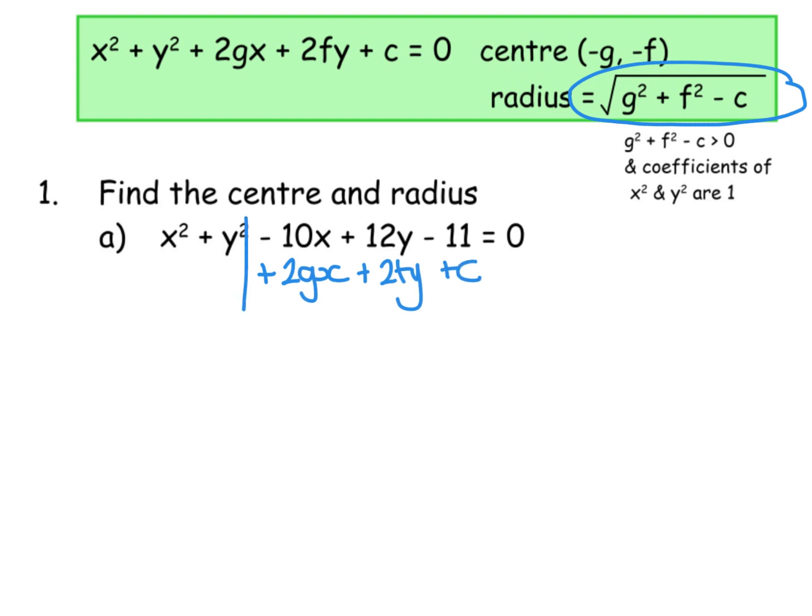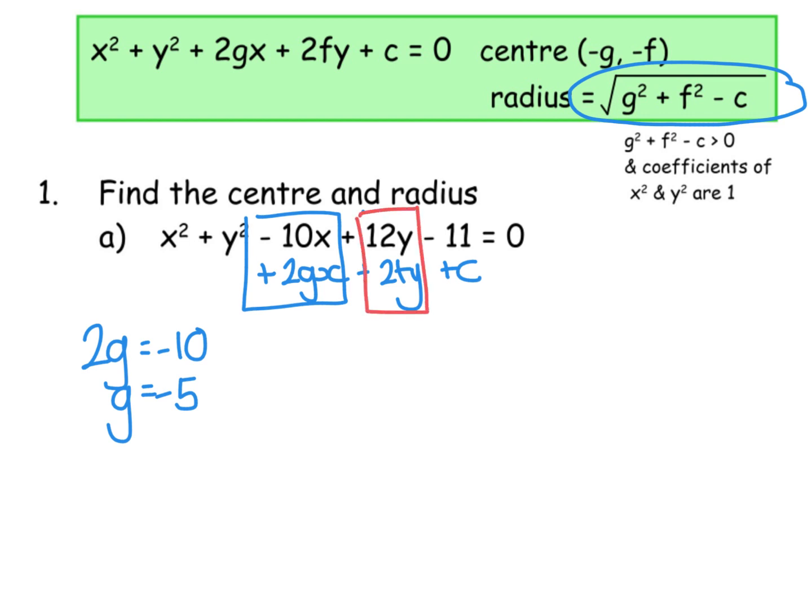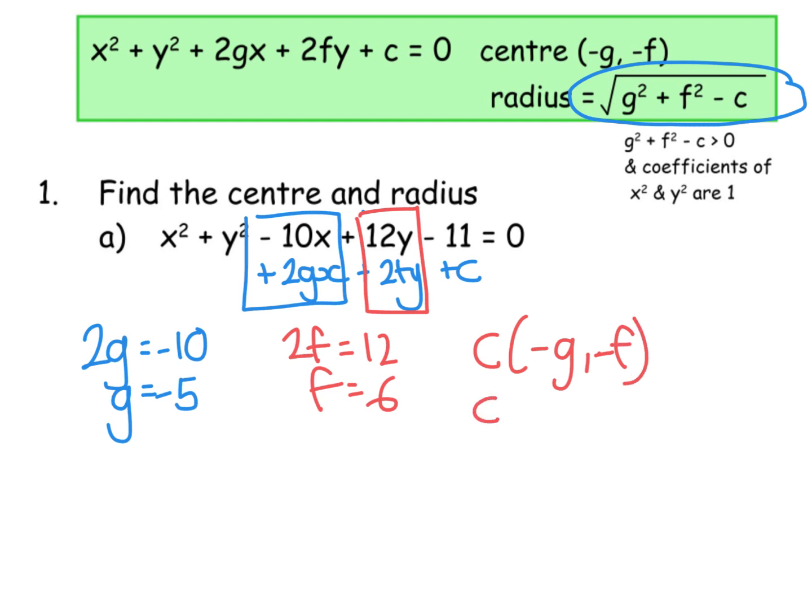So what you do is you equate these little bits. So it says here that 2g equals negative 10. So g equals negative 5. On this one here, if I change my pen colour, we've got all pluses going on here, so that's not too bad. So you've got 2f equals 12, so f equals 6. Our centre is negative g, negative f. So we reverse the signs on what we got. So the negative g, this negative 5 here, becomes positive 5, and this positive 6 becomes negative 6.